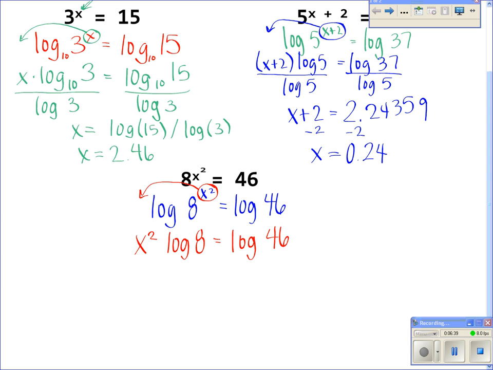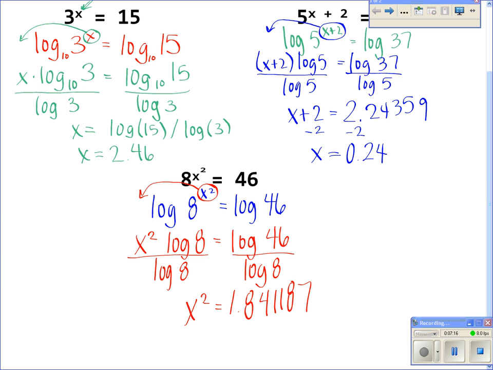Again, we're solving for x, so just like we did on the first two problems, we have to do the exact same thing and move this log that's next to it. So we've got log 8. That leaves x squared alone. Divide those two logs, and we get 1.841187.